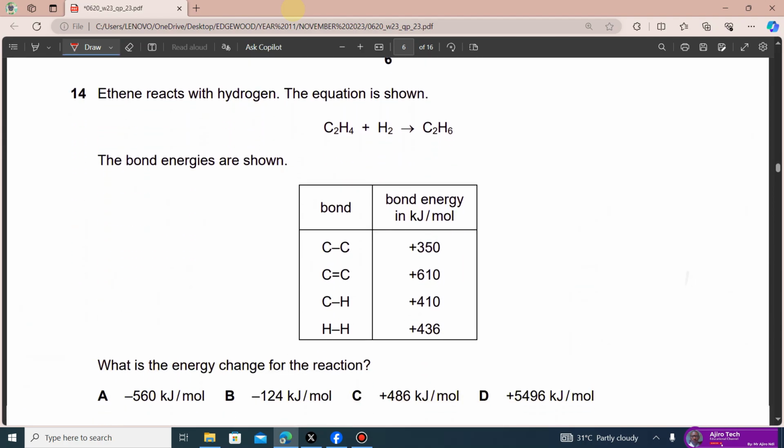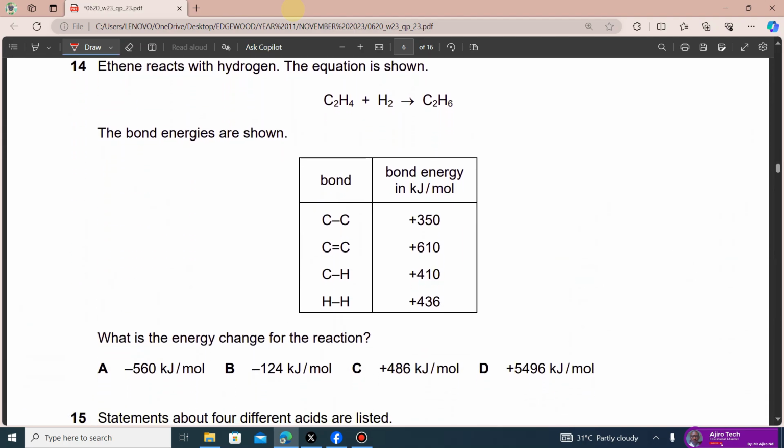So go to question 14. Now this has to do with bond breaking and bond forming. So for us to get the energy change of the reaction, get the energy required to break the bonds, and get the energy required to form these. So the energy required to break the bonds first is C2H4. So we have 4 hydrogens attached to 2 carbons.